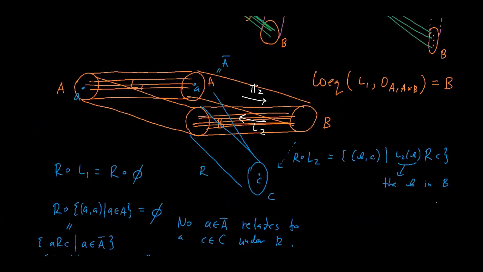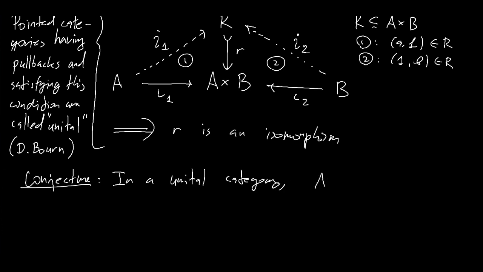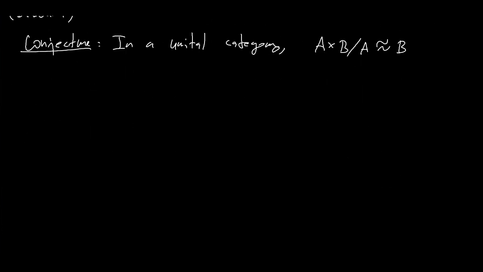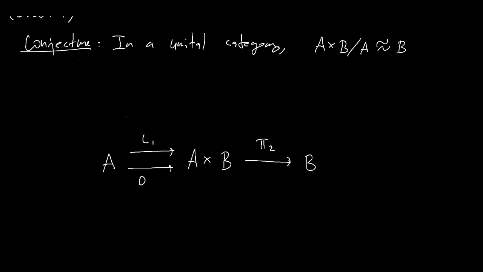Taking some time to enlarge the screen. So here's our conjecture. In a unital category, A cross B quotient by A is isomorphic to B. And as before, we set up the diagram. So we've got iota 1, we've got the zero map from A to A cross B. And as we already clarified, this isomorphism means that pi 2 is a cokernel of iota 1, so we try to prove that.